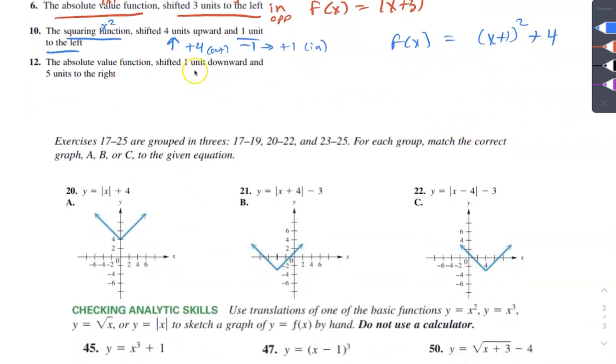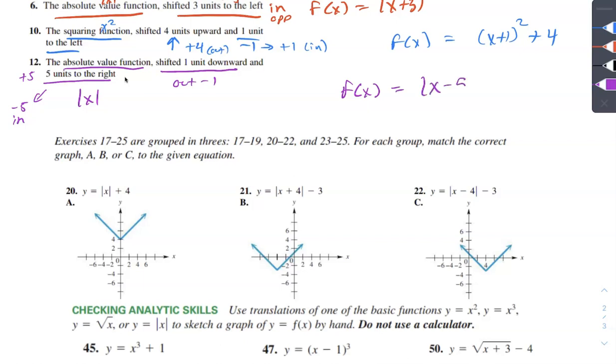Absolute value function shifted 1 unit downward and 5 units to the right. So the absolute value function looks like this. 1 unit downward, so we're going to put minus 1 on the outside. And 5 units to the right. Remember, to the right means generally plus 5, but inside opposite, we're going to go negative 5 on the inside.